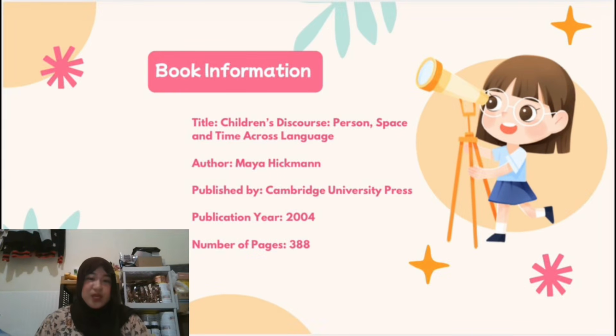Okay, before we dive into the detail of the book, let me share some basic information about it. The book is called Children Discourse, Person, Space, and Time Across Language, written by Maya Hickman. It was published by Cambridge University Press in 2004, and it has 318 pages in total. Now that you know a little about the book, let's take a closer look at what you will discover inside.